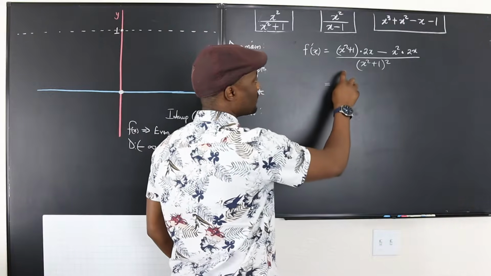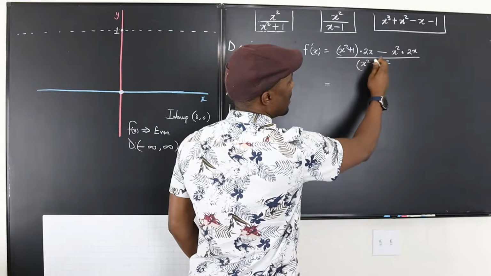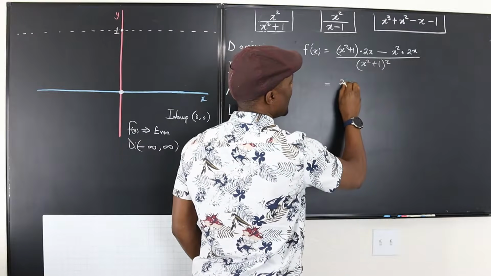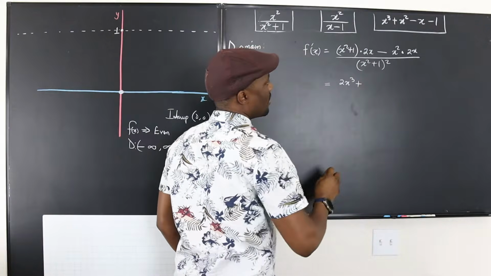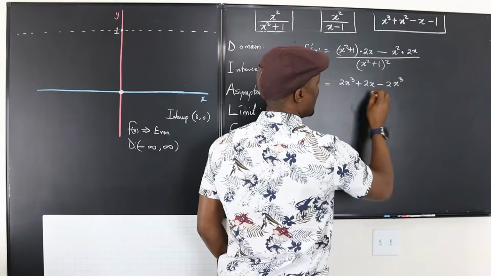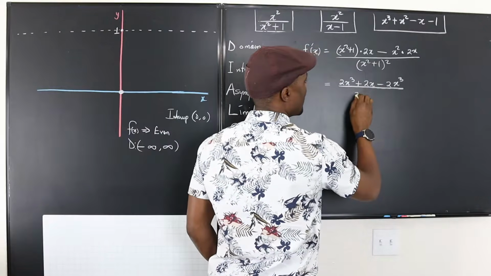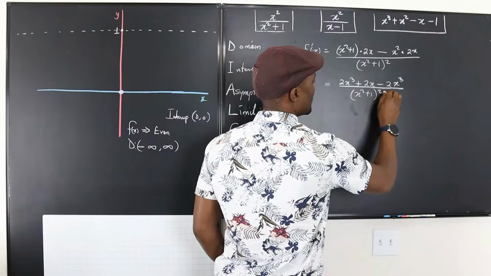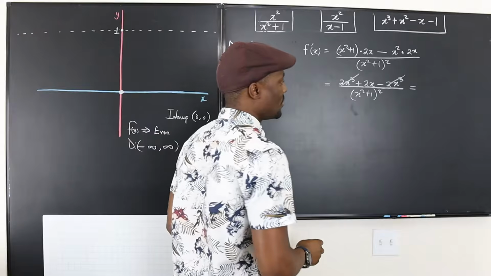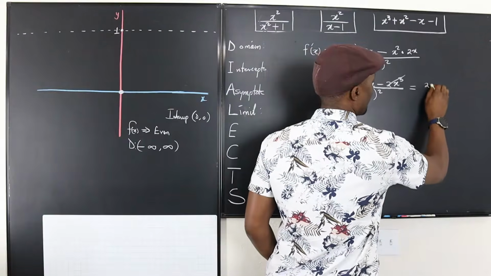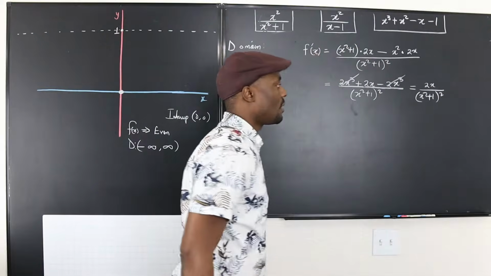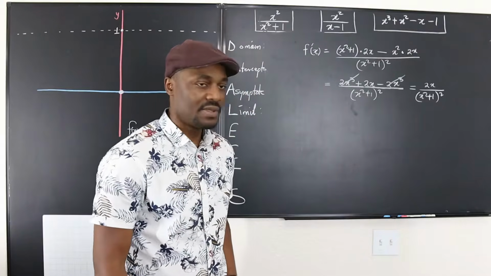Let's simplify the top and get our answer. Opening it up, that's going to be 2x cubed plus 2x minus 2x cubed over x squared plus 1 squared. The cubes cancel and you're left with 2x over x squared plus 1 squared. So that's what you get. There's no further simplification you can make.